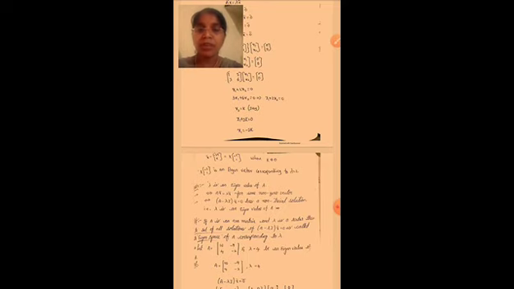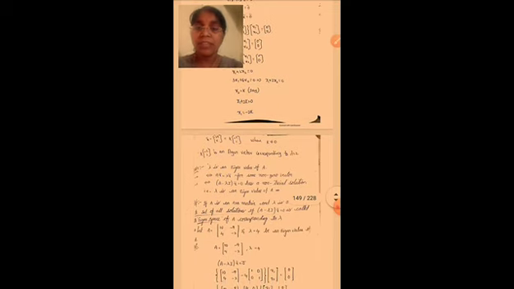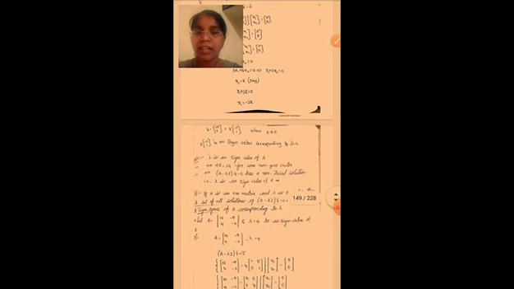So we have to write k outside. So k times (minus 2, 1), where k is a non-zero element. Okay, k is not equal to 0. If k is equal to 0, then we get the zero vector. Okay, so k times (minus 2, 1) is an eigenvector corresponding to lambda is equal to 2. That means here k times (minus 2, 1) is the eigenvector. When lambda is equal to 2, this is the eigenvector corresponding to lambda is equal to 2.